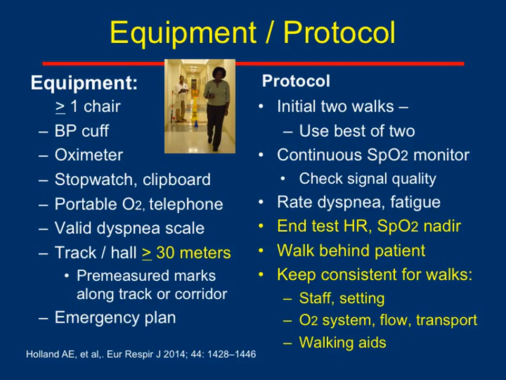During the test, you want to be sure to keep constant the staffing, the setting, the oxygen system, including flow rate and transport, and their usual walking aids. In other words, keep everything consistent so it's a very reproducible test. It's not the easiest thing for all of us to achieve, but important. So if I did a 6-minute walk test in San Francisco, and then the patient went to New York and had a second one, it's difficult to compare those two because there's so many variables. Next slide, please.